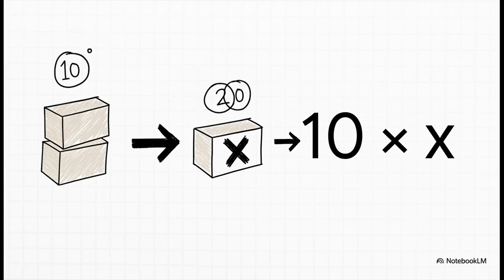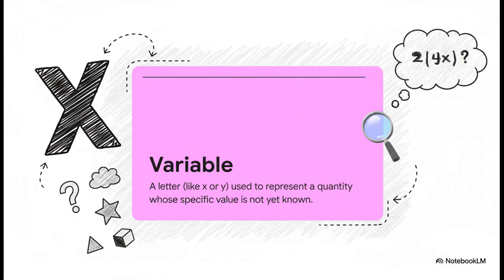Well, in math, we need a way to talk about that mystery number. So we just pick a letter to stand in for it. A really popular one is X. So the total number of biscuits would just be 10 times X, whatever X turns out to be. And that letter, that X, has a fancy name. We call it a variable.